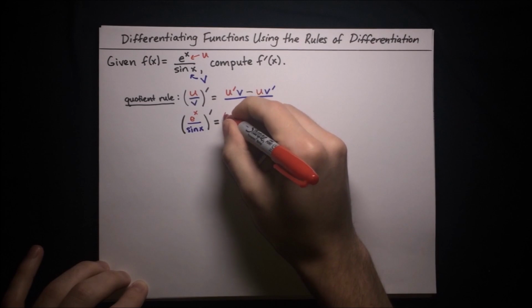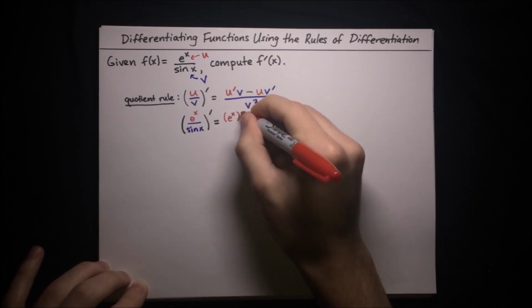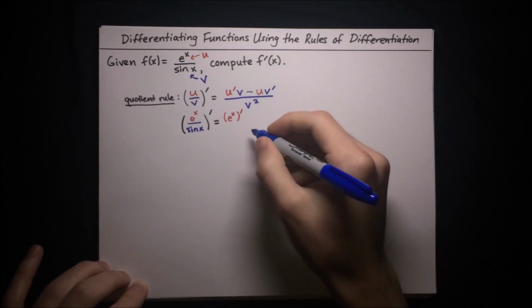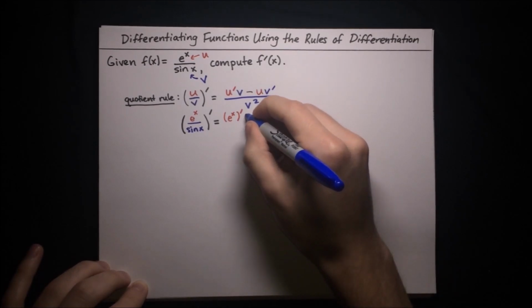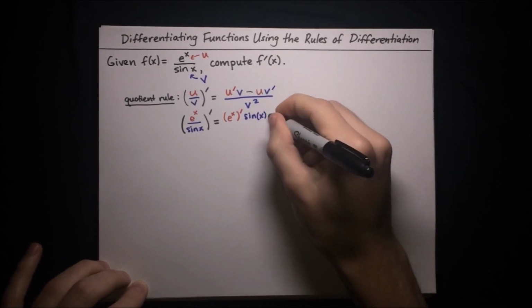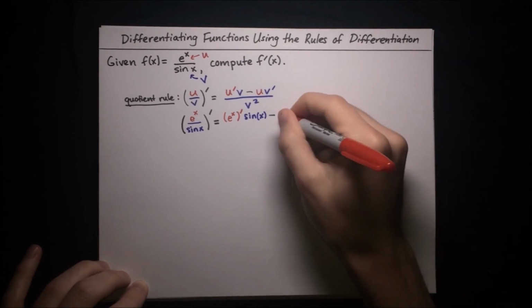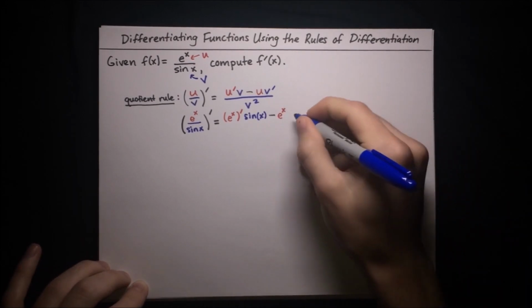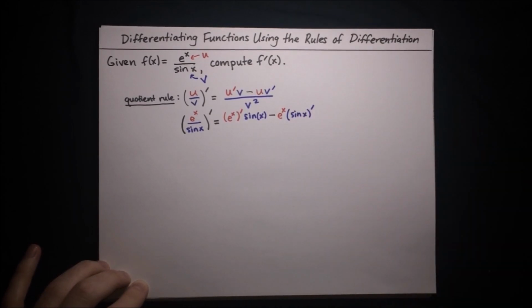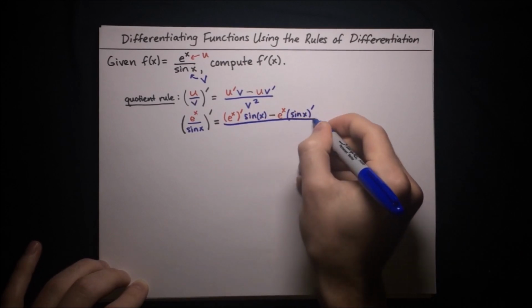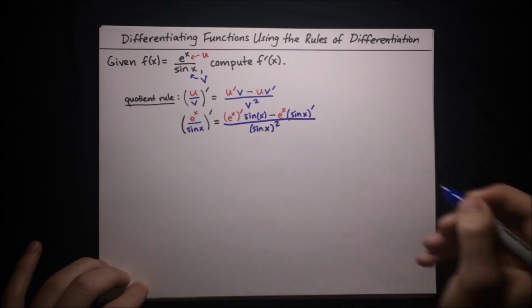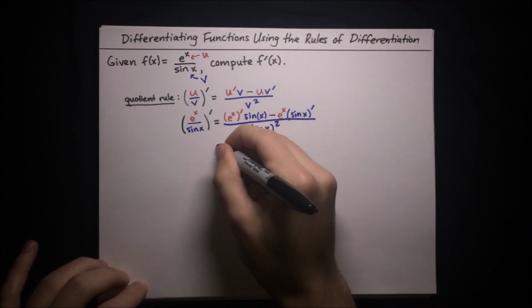First we have a u prime, so let's just write u is e to the x, and we want to differentiate that, prime that. We'll take care of that in the next step. Right now let's just go ahead and write everything down. Okay, so that's times v, so times sine of x, and then minus u times v prime, so minus e to the x times sine x prime. And that's all over v squared, so all over sine of x squared. And now it's just a matter of computing this expression here.